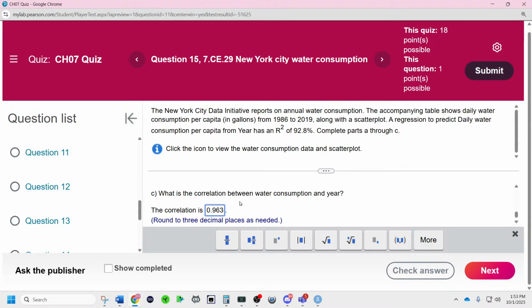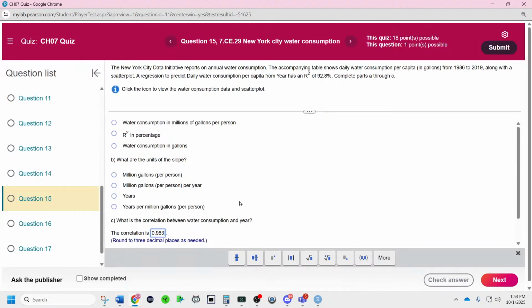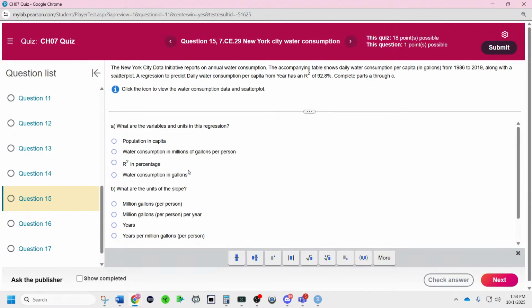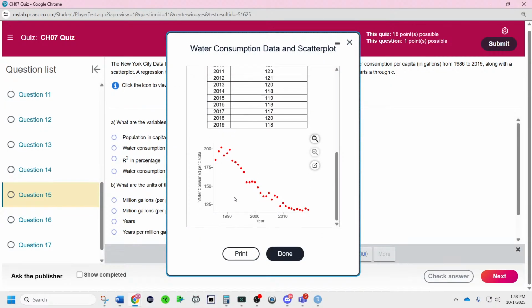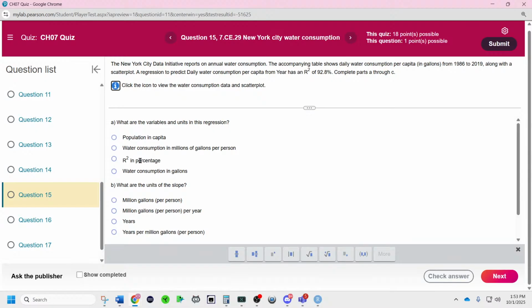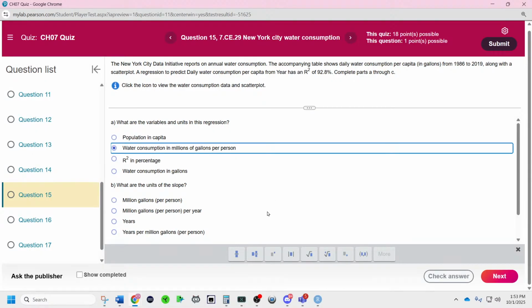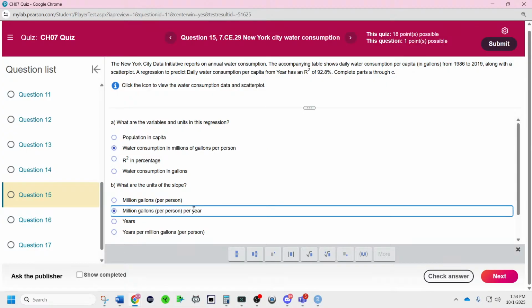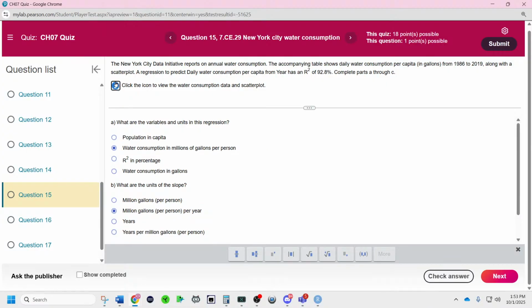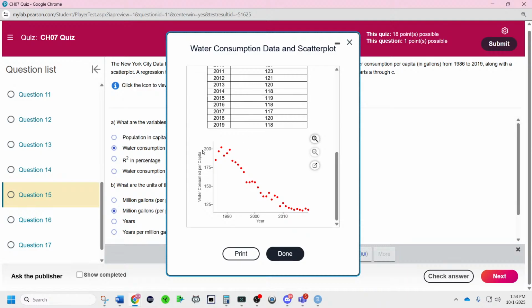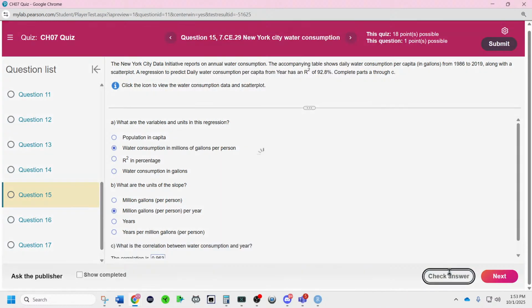The rest of the problem is okay, not my favorite, but it's asking what the variables in the regression are. It's going to be water consumption in millions of gallons per person. If you take a look right here, water consumption in millions of gallons per person is the variable. And what are the units? It would be millions of gallons per person per year. So as you change right here, it's like a decrease per year. Like how many millions of gallons is it changing per year? It's about an X versus Y problem.